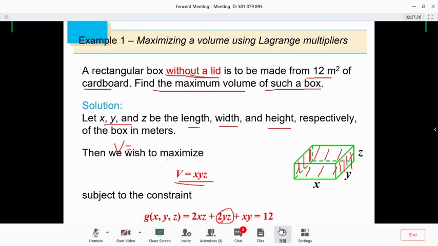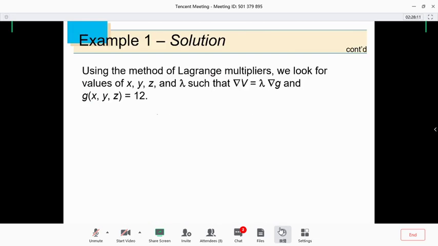Okay, so we have these two functions, the first one and the second one, and this is the constraint. We should find the maximum volume with this constraint. So we can use our Lagrange multipliers method. We get gradient V equal lambda gradient C. This is the Lagrange multiplier method.